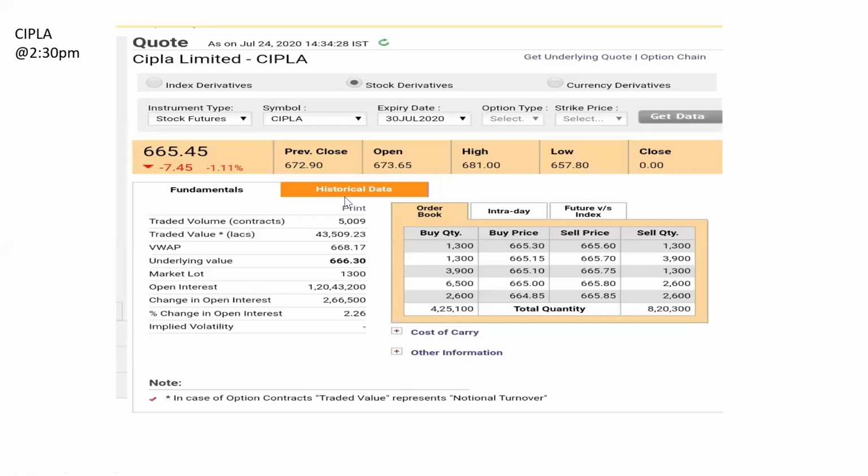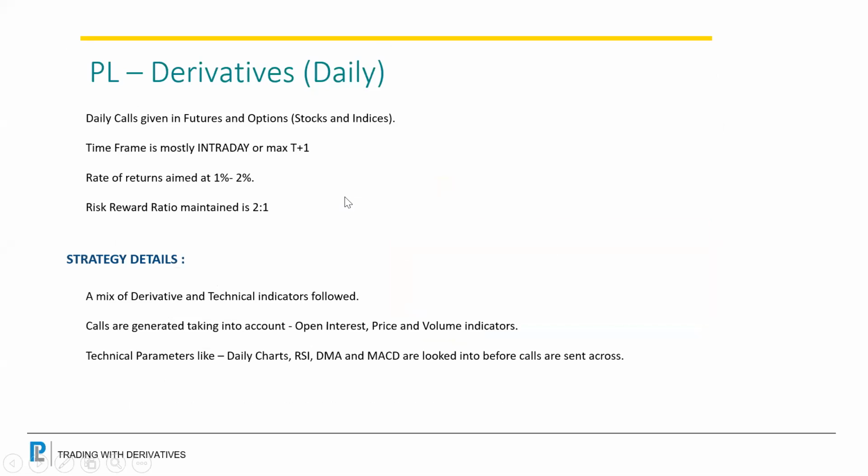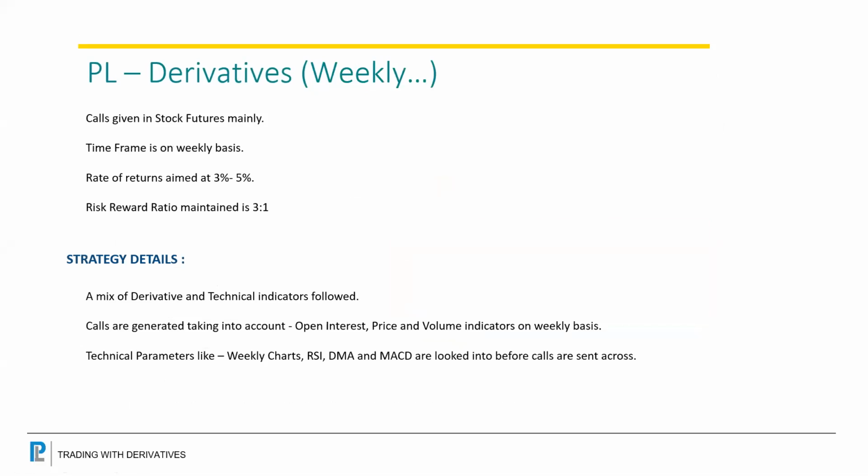So all these calls you get in PL Derivatives. We practice daily calls such as futures and options. The time frame for almost all my calls is intraday or at most T plus one, like BTST. The rate of return, like I was telling you, is 1% to 2%, with a risk reward of 2:1. We also come out with weekly calls, where the returns we aim for are around 3 to 5%. Risk reward here is 3 to 1.